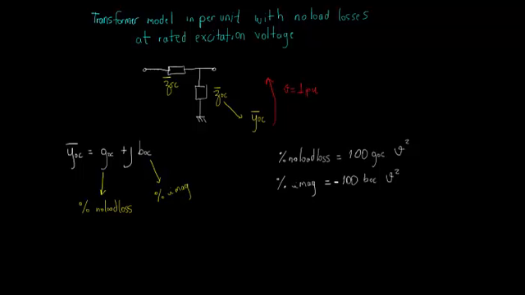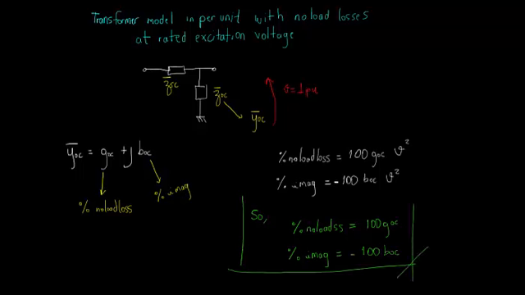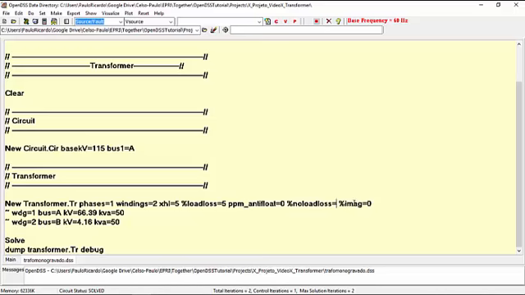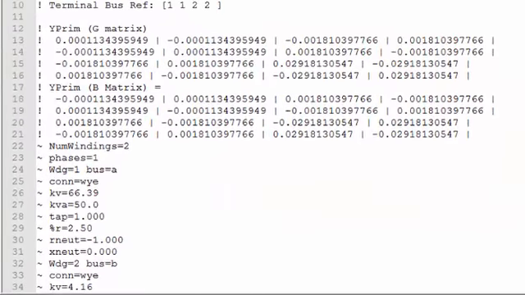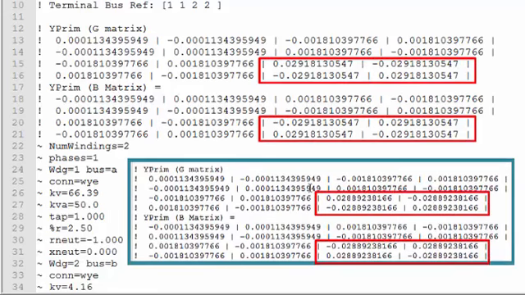The values of GOC and BOC are calculated for the rated voltage, 1 pu. As a consequence, percent no load loss is equal to 100 GOC and percent imag is equal to minus 100 BOC. Then, as this element is connected in shunt, after the calculation of the Y primitive matrix through the method described earlier, the admittance YOC is added in the Y primitive matrix between the nodes of the second winding. In our case, for instance, let's assume both percent no load loss and percent imag equal to 10 and solve the system again. We can verify that the Y primitive matrix has changed only in the last 2x2 submatrix, which is the submatrix that contains the two nodes of the second winding.